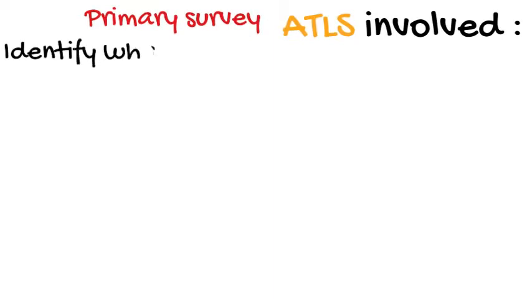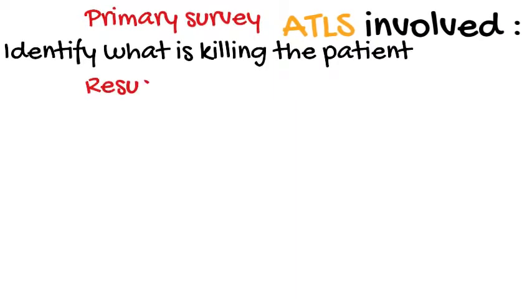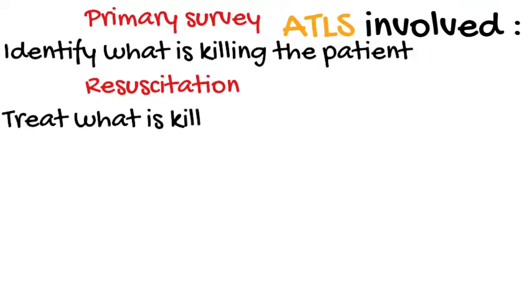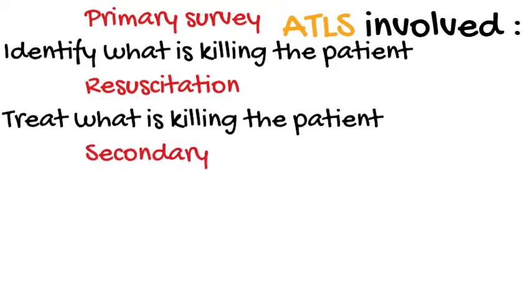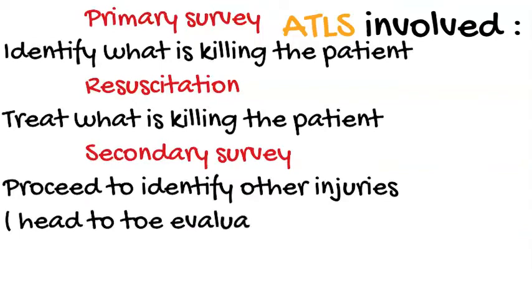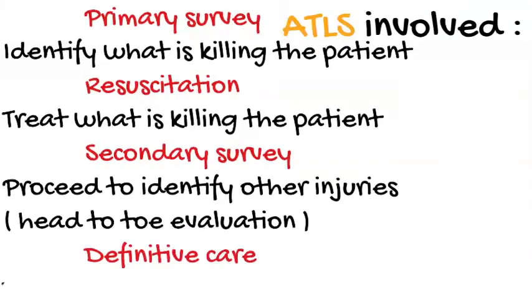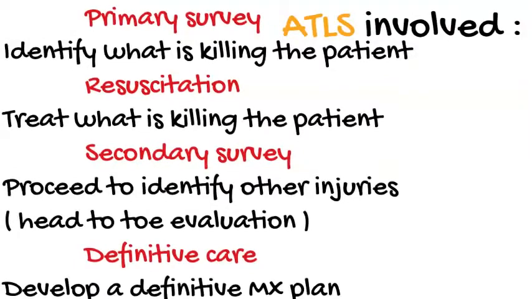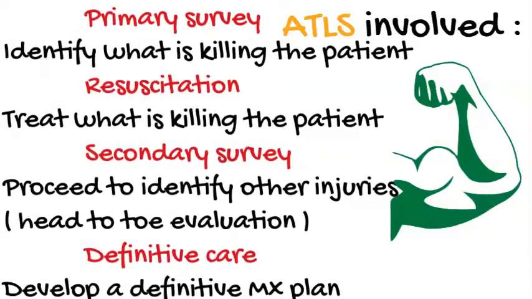So, ATLS, Advanced Trauma Life Support management and principles, involve the primary survey, whereby, again, we need to identify what is killing the patient, then resuscitation to treat what is killing the patient. Then we proceed to the secondary survey, whereby we identify other injuries with a head to toe evaluation, and finally the definitive care, where we develop a definitive management plan. So I re-emphasize again what ATLS is about.